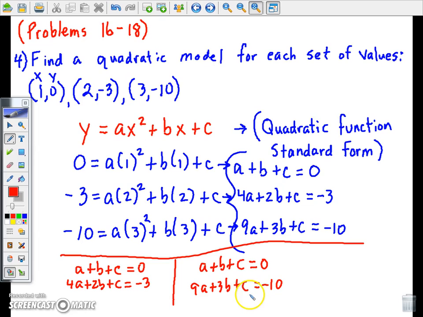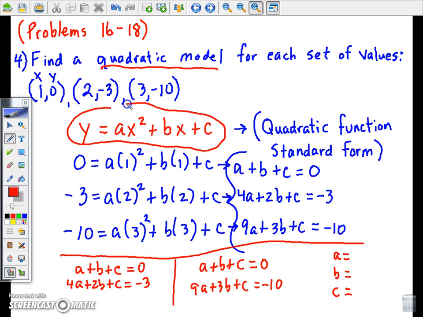Okay, so I think you can go from here, but let me just give you a heads up. Eventually, when you get this solved, you're going to know what A, B, and C are. But I don't want you to just let that be your final answer, because the answer says to write or find a quadratic model, meaning your answer should be standard form of a quadratic function.